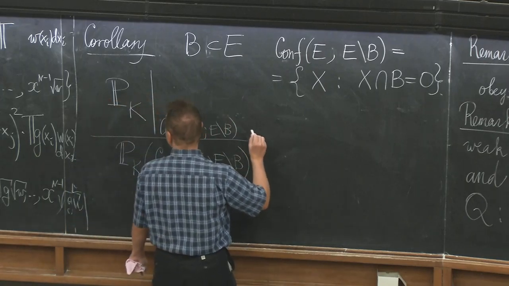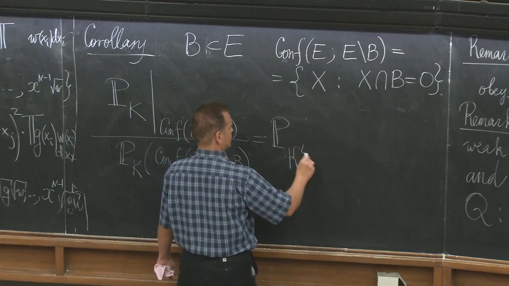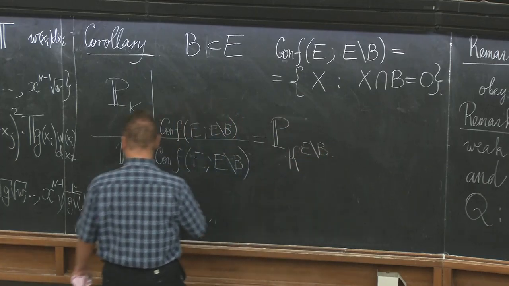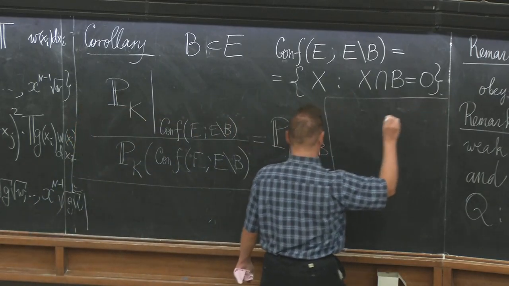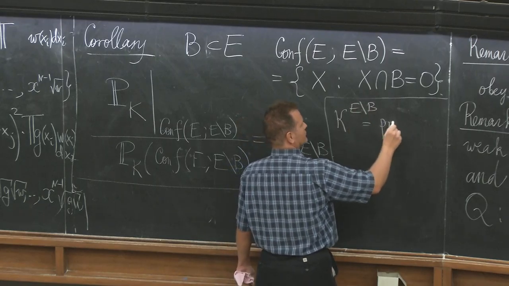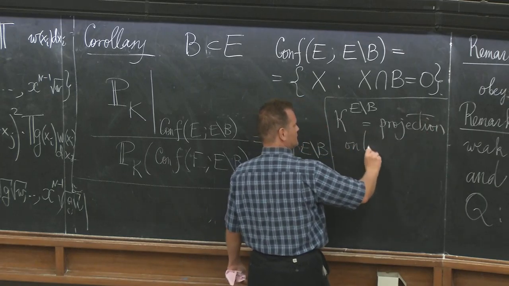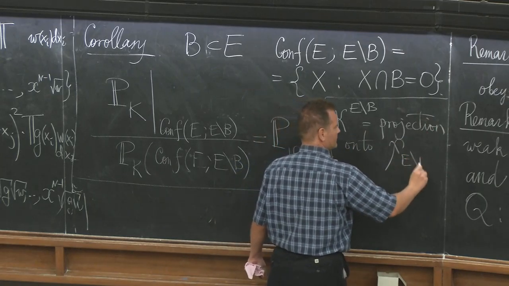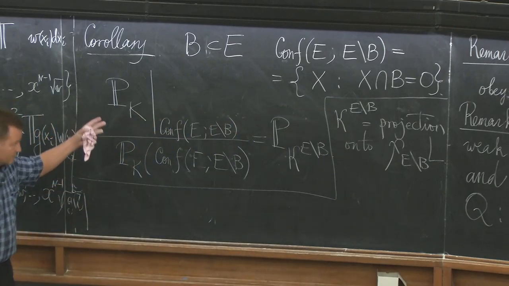is again a determinantal point process where the kernel is the projection onto E without B, L. Okay, so let us prove this.